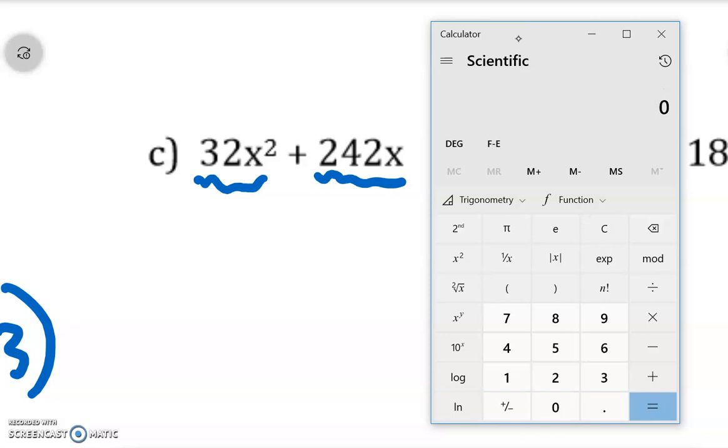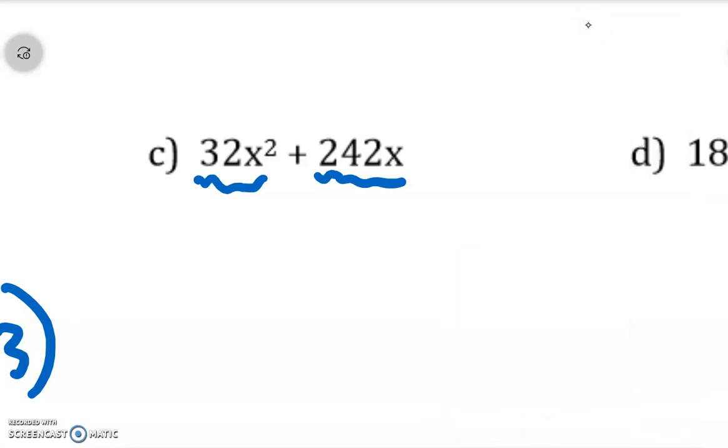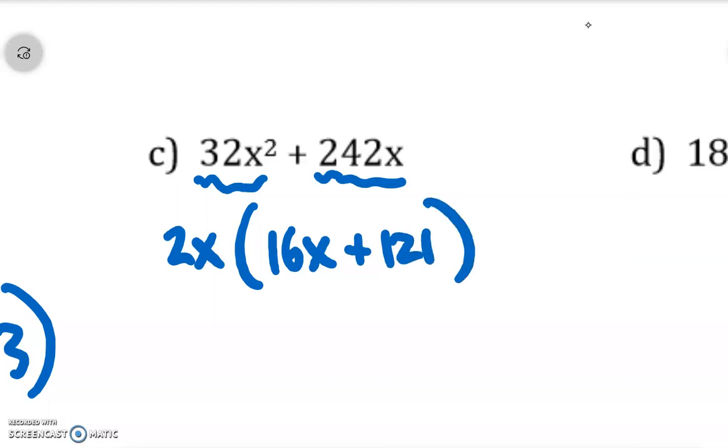What's the next factor of 32? It's not 6. Maybe it's 4. 242 divided by 4. That doesn't work either, so it's only 2, surprisingly. So that means that 2 and x is the GCF because they both share a factor of x. So when I divide that, 32x squared divided by 2x is going to give me 16x. 242x divided by 2x is going to give me 121. And that is it.